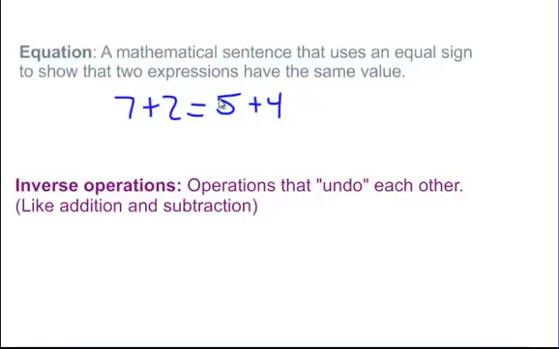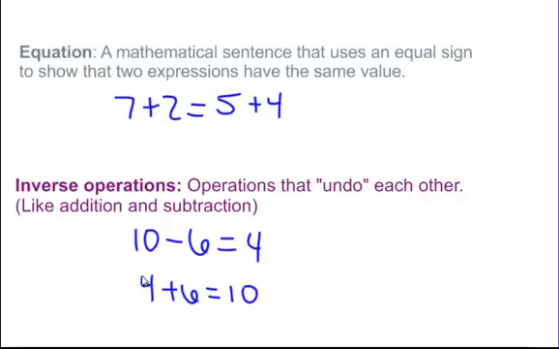Inverse operations are operations that undo each other. For example, addition and subtraction. Like if I had the number 10 and I subtracted 6, I get 4. And I could undo that by adding 6 and 4. I could do 4 plus 6 equals 10. So to solve equations, we today are going to use inverse operations, and I'll show you how that's done.